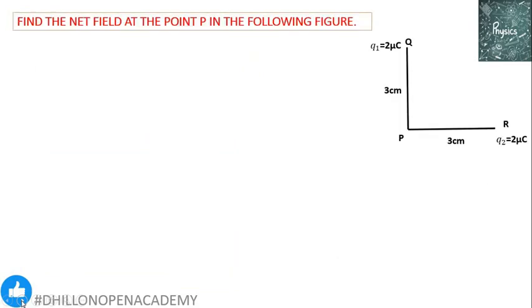Now we change the geometry of the problem. We have two static point charges Q1 and Q2 at points Q and R respectively, and we have to find the net field at the point P. P is equidistant from points Q and R. In this case, again we will assume that we are placing a positive test charge at the point P.